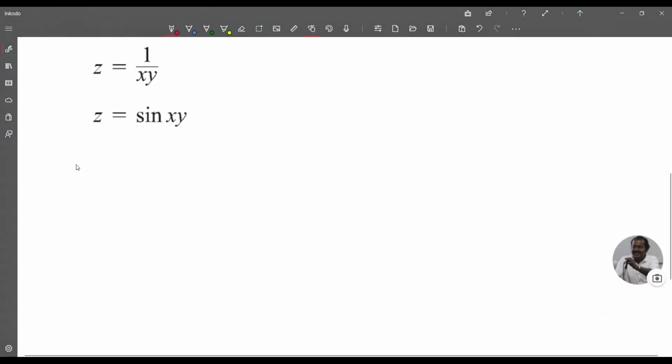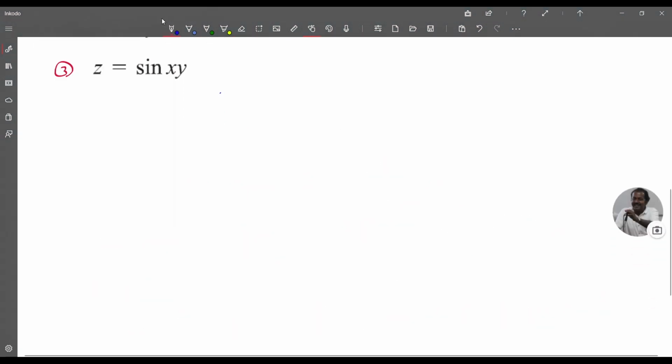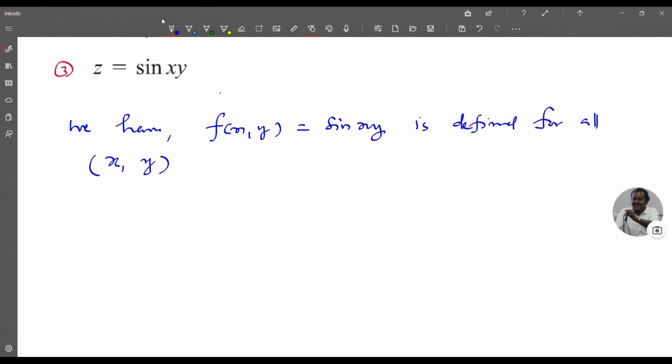We do problem number 3. We have f of xy equal to sin xy is defined for all xy in R2. Therefore, the domain of f is R2, the entire plane.